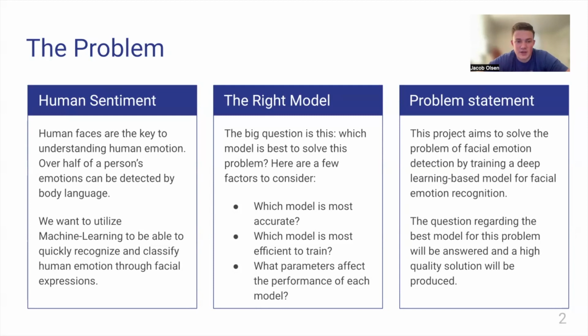My final project in my MIT program was to utilize machine learning to classify human emotions by training a machine learning model to do that. I was able to test a lot of models. The issue at hand is what's the best model to use and what are some of the parameters that we can use to maximize that model's efficiency. So accuracy, efficiency, parameters, and how can we toggle those. Overall, facial emotions are important. We wanted to answer the question of what's the right model for the job.